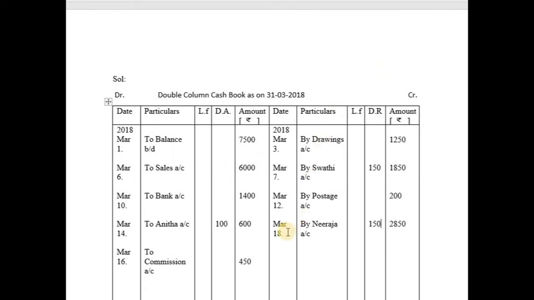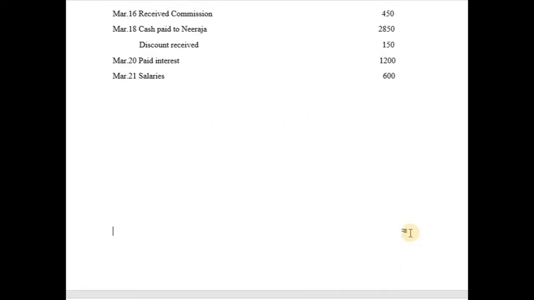Paid interest 1200. So cash is going from the business. It will be recorded on credit side as March 20 by interest 1200. So the date will be taken as March 20. Here you will be writing it as by interest account. And the amount will be taken as 1200. Next, after March 20 we have a transaction on March 21.